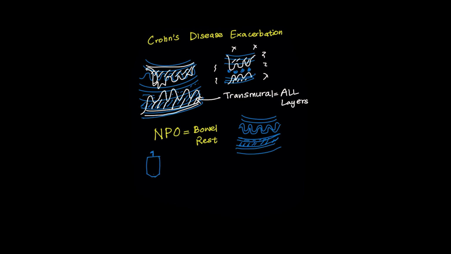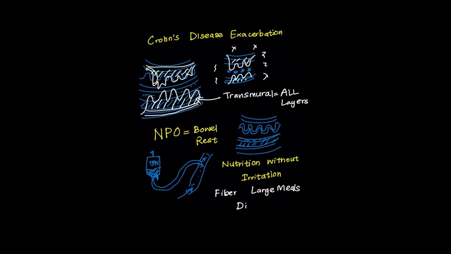Total parenteral nutrition delivers all nutrients directly into the bloodstream through an IV, bypassing the digestive system entirely. This provides optimal nutrition for healing, while eliminating all intestinal stimulation. High fiber would worsen inflammation. Large meals increase workload, and dairy often triggers more symptoms.